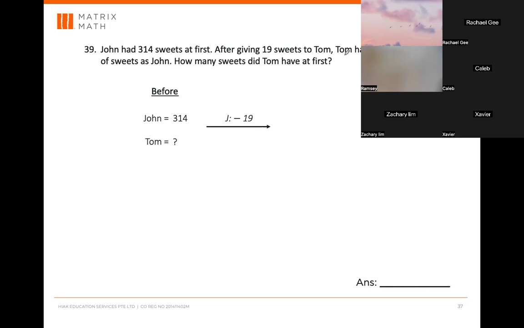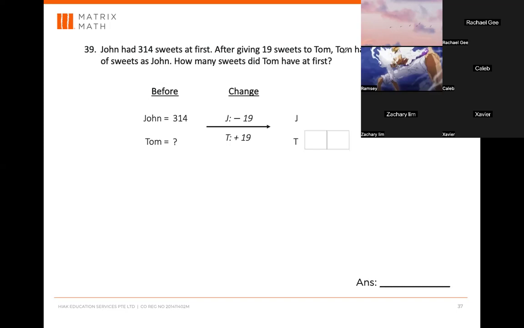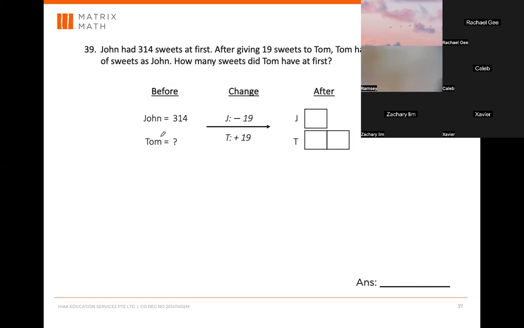After giving 19 sweets to Tom, who gave 19 sweets to Tom is John. So that's why John here minus 19. And take note that Tom plus 19, okay? And that results after a change. So when there's a change, definitely there will be an after. So at the end, Tom has twice as much as John. How many sweets did Tom have at first? So look at here, look at this whole diagram here. When you record, it's much clearer.